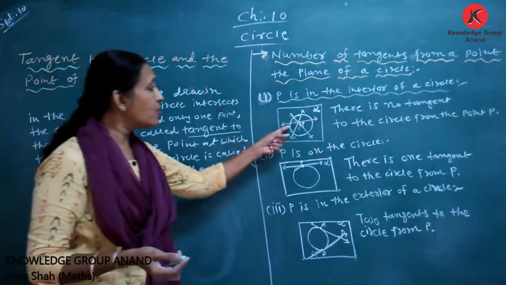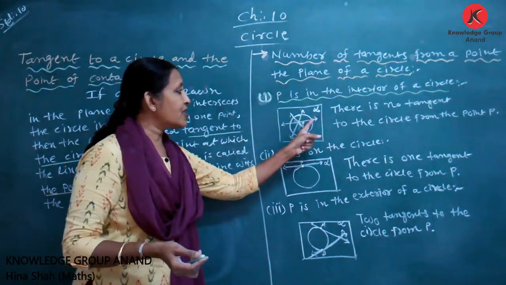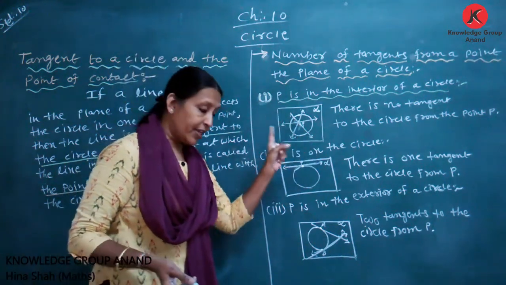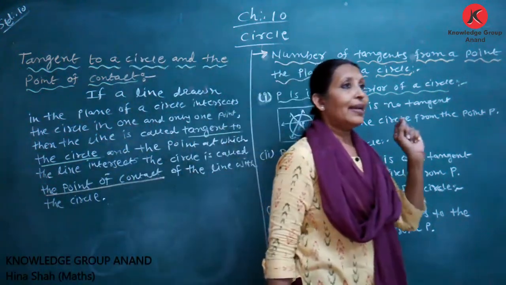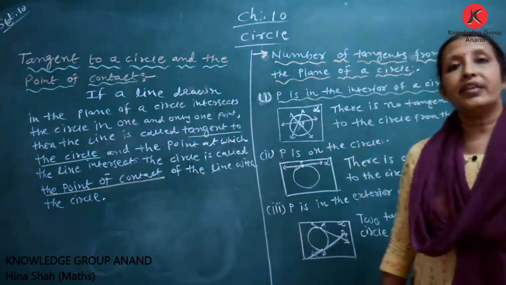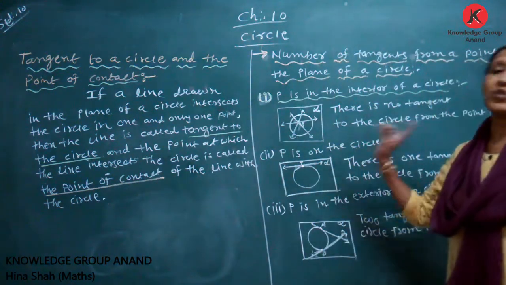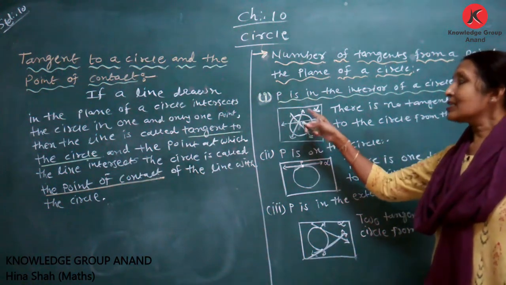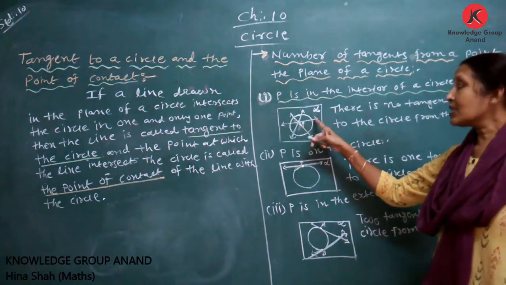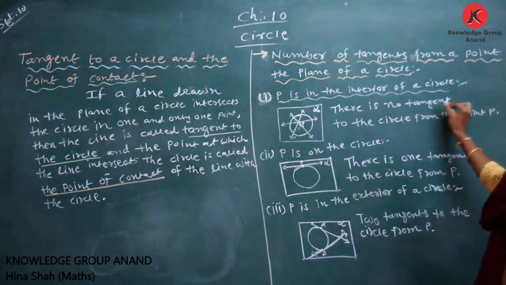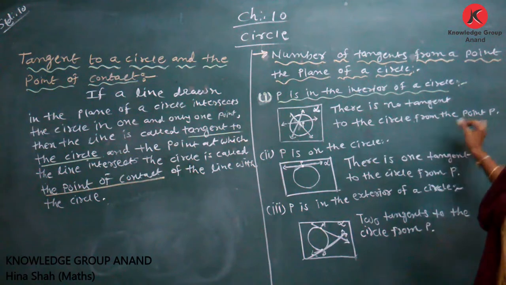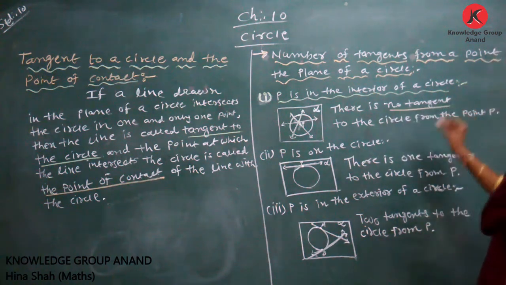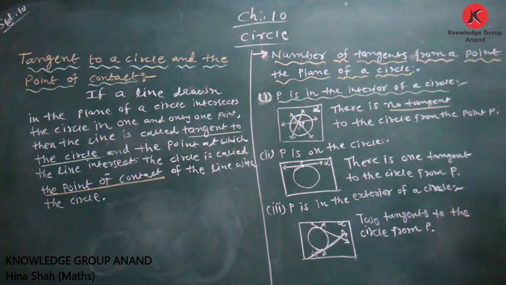No tangent, because every line through P intersects the circle in two points. Our definition is that a line intersecting the circle in one and only one point is called a tangent. Here, these lines through P intersect the circle in two points. There is no tangent to this circle from the point P. No tangent for number 1.